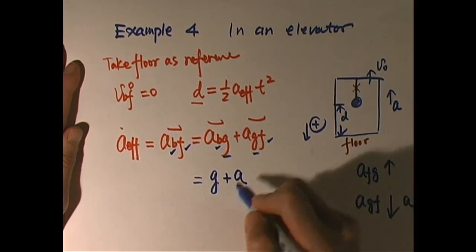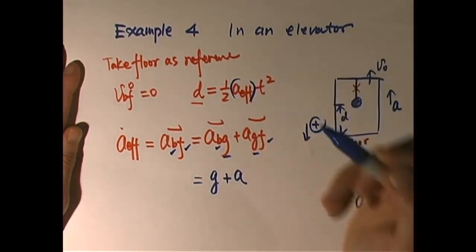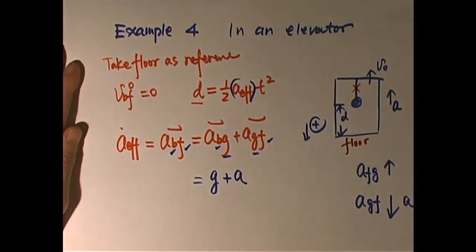So if we plug that in here as g plus a, and we know the relative distance of the ball with respect to the floor, we can solve for the time it takes the ball to hit the floor. So by taking the floor as reference, it's much easier to solve this problem.